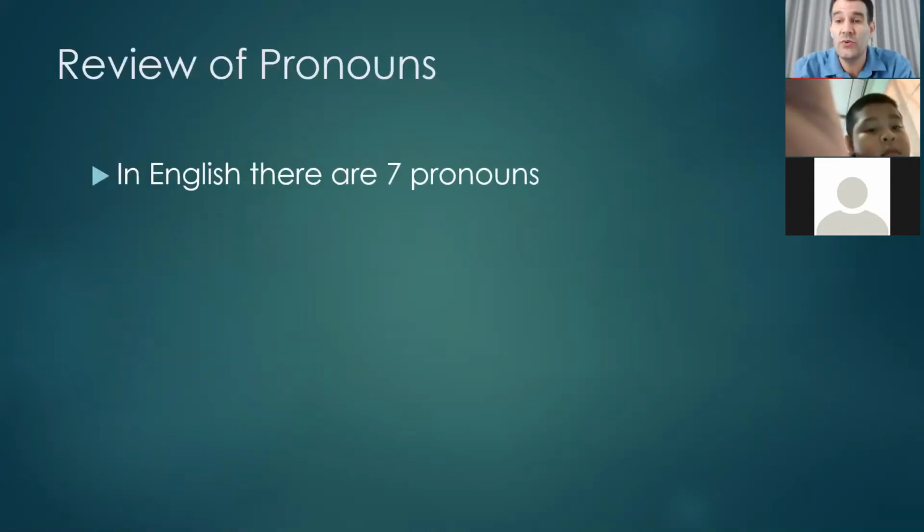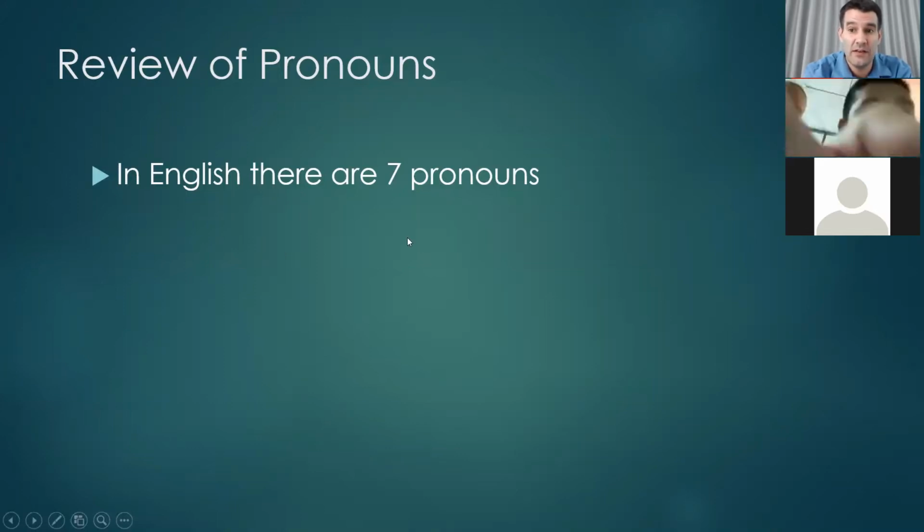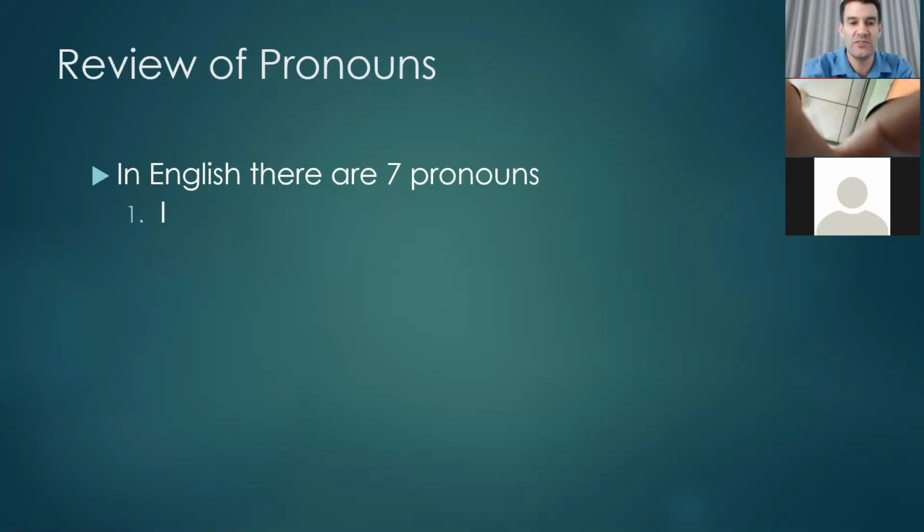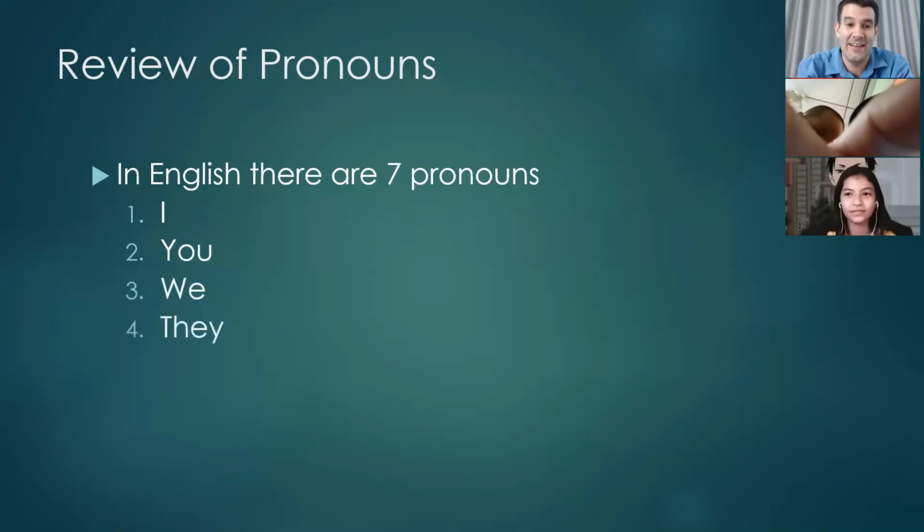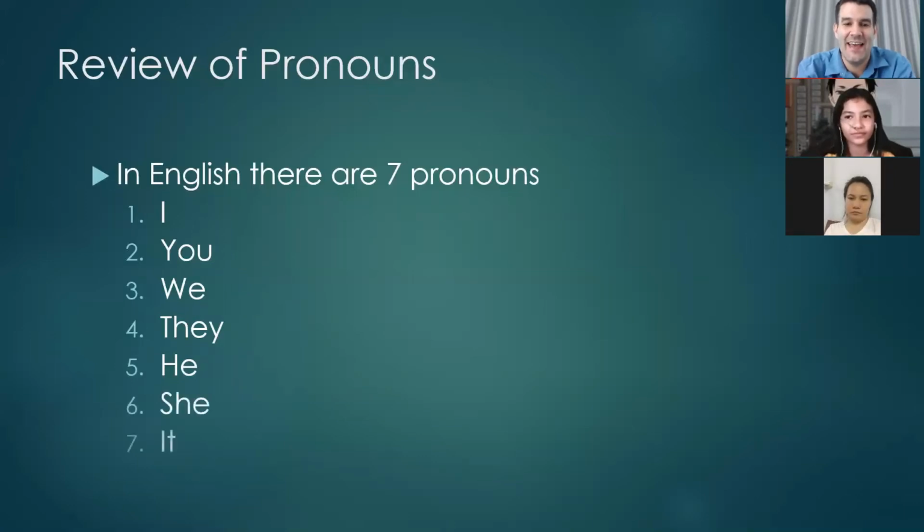So first, we'll review pronouns. In English, there are 7 pronouns. And I will go through the 7. First is I. When you talk about yourself, use the pronoun I. Next pronoun is you, we, they, he, she, and it. So you should know these pronouns already. Just review.